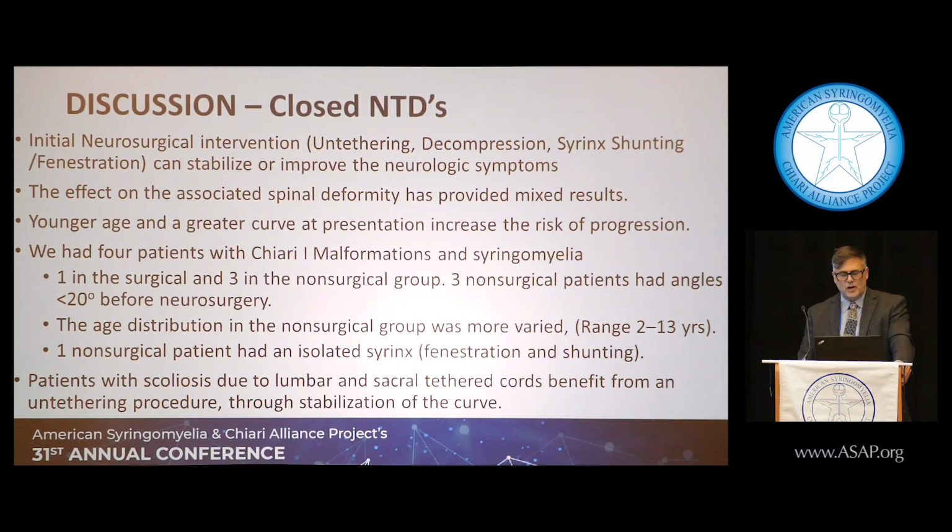We had 4 patients with Chiari 1 malformations who also had a Syrinx. 1 was in the surgical group, 3 in the non-surgical group. The 3 non-surgical patients all had angles of less than 20 degrees prior to surgery. That being said, if you have a Chiari type 1 malformation and not a lot of curvature at the time of your initial neurosurgical procedure, which is the decompression, then the chances of you needing a fusion for angulation are pretty slim, even in the presence of a tether, even in the presence of a Syrinx. The age distribution in the non-surgical group was more varied. This just means in a small series, it's more difficult to make assumptions based upon the way we did the study.